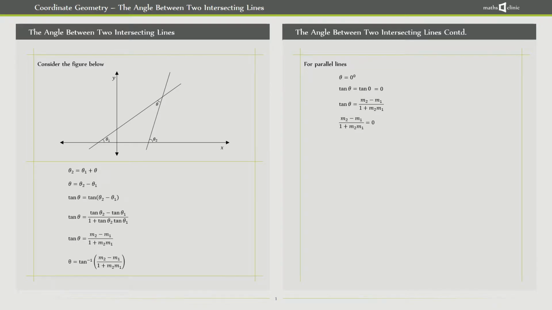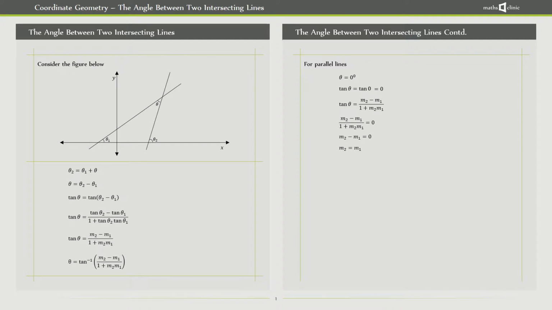When you solve (m2 - m1) divided by (1 + m2 m1), it will give you 0. Now if you cross multiply, you end up with m2 minus m1 equals 0 times (1 + m2 m1), and basically what you end up with is m2 minus m1 equals 0. And this would result in m2 being equal to m1.